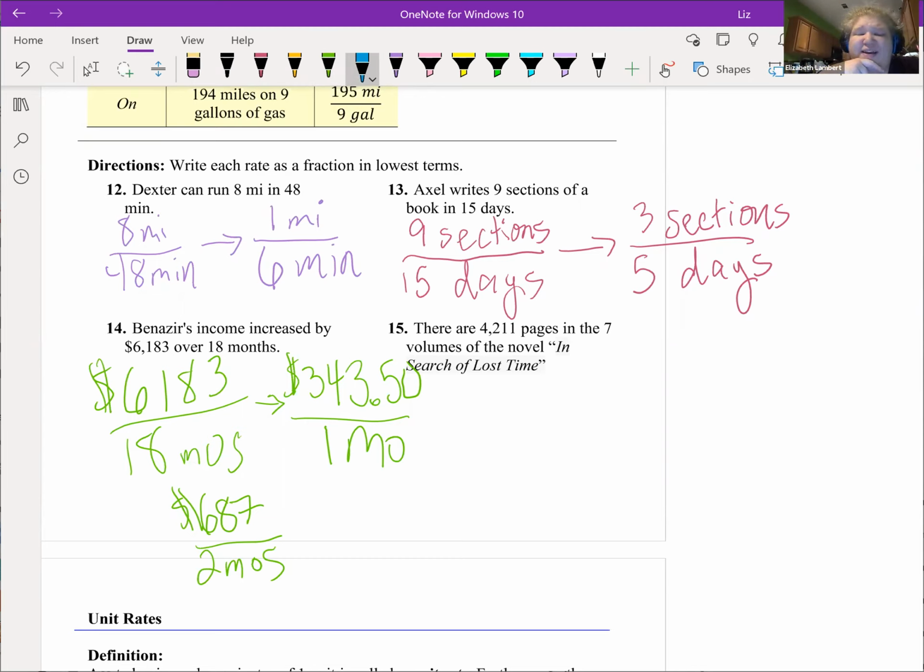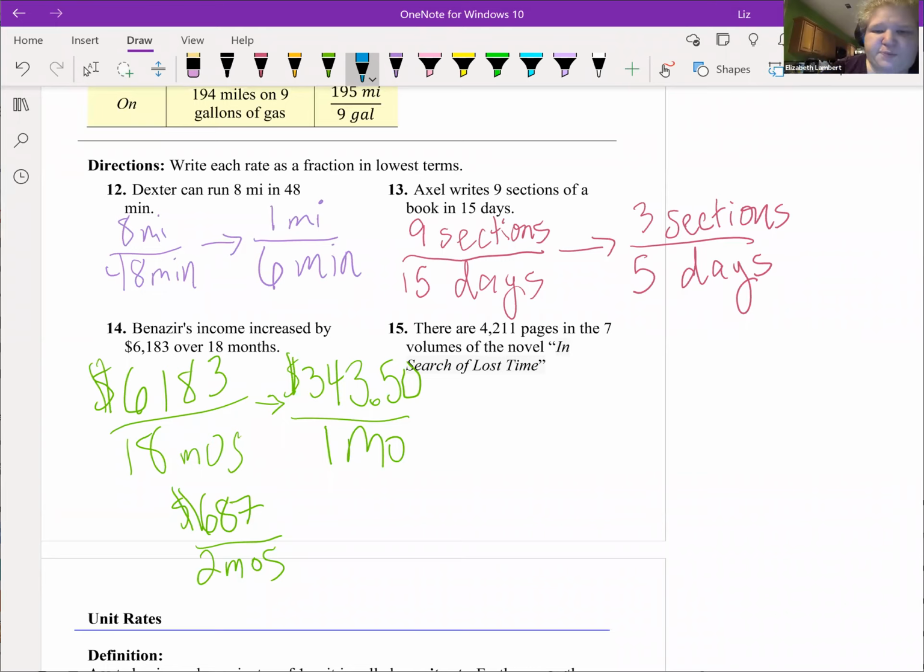Now, our last one, there are 4,211 pages in the 7 volumes of the novel In Search of Lost Time. How about In Search of Better Bookbinding? Because they called that a singular novel, so that is somebody who made a really long novel that couldn't be bound in 1 volume. George R.R. Martin, anyone?